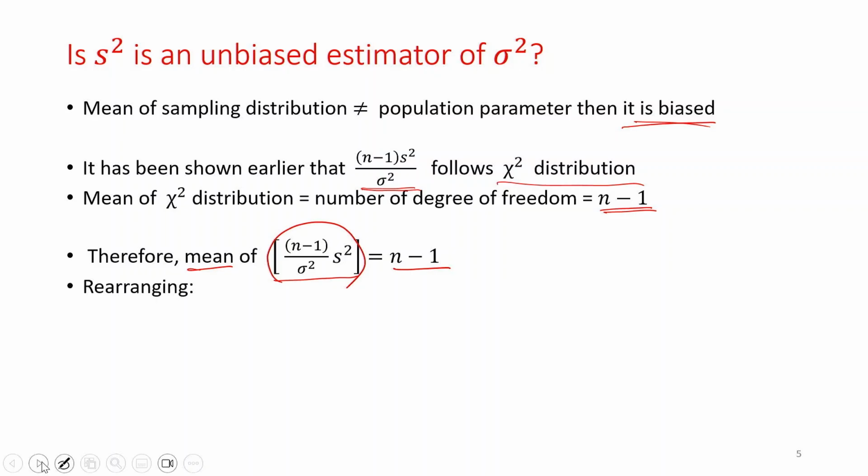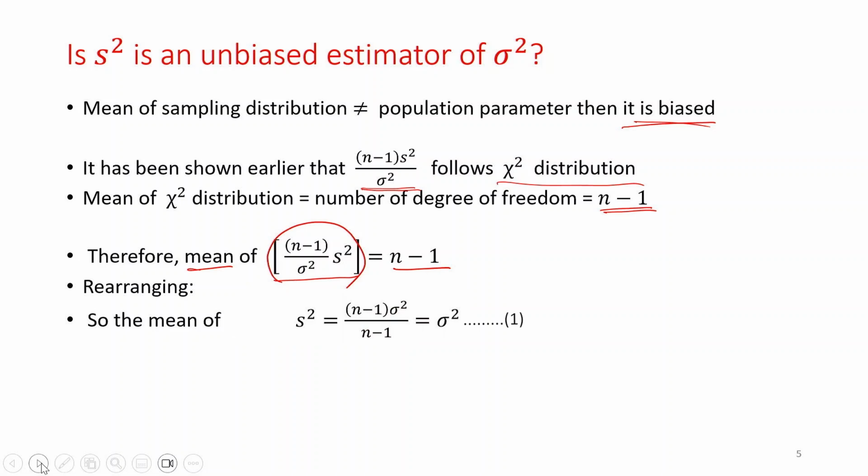If that is true, then if I rearrange them, I can write mean of s² is equal to σ², because n-1 and n-1 will cancel, and then s² by σ² will be 1, and therefore mean of s² is going to be σ². That means the sample variance is equal to the population variance. So this is the way we can prove that sample variance is an unbiased estimator of population variance.